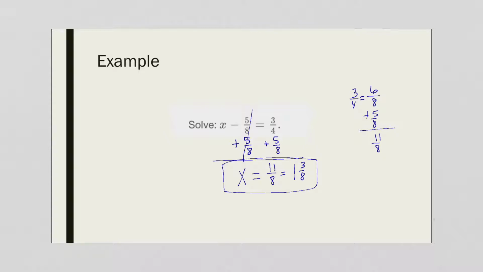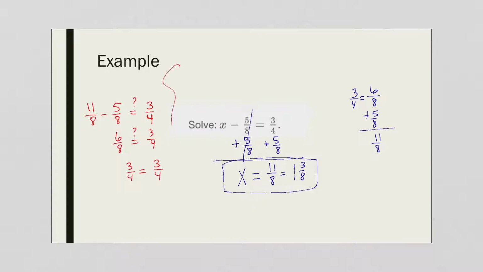So now if you want to check your work, I'm going to take 11/8 and put it where I see the variable, and I'm going to see if it equals 3/4. 11/8 minus 5/8 is 6/8. Does that equal 3/4? Well, if I reduce top and bottom by 2, I get 3/4, and that does equal 3/4. So we're in good shape.